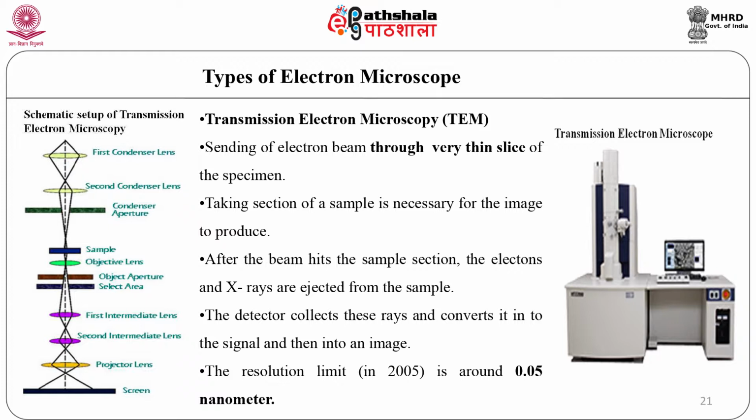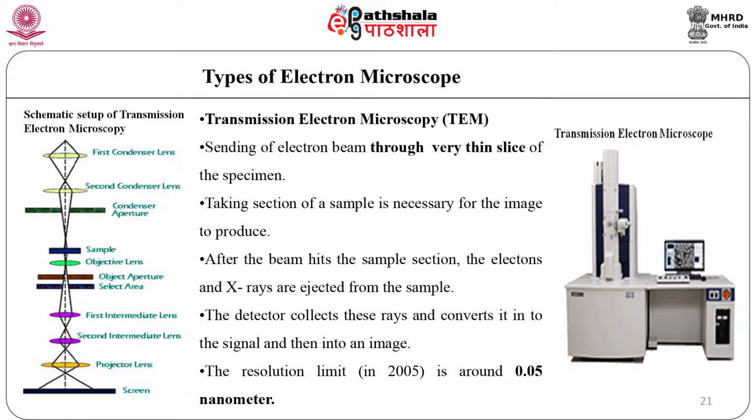The beam is focused using electrostatic or electromagnetic lenses. This is the most common form of electron microscope and has the best resolution. As these electrons need to pass through the sample, taking a section of the sample is necessary for the image to produce. After the beam hits the sample section, the electrons and X-rays are ejected from the sample.